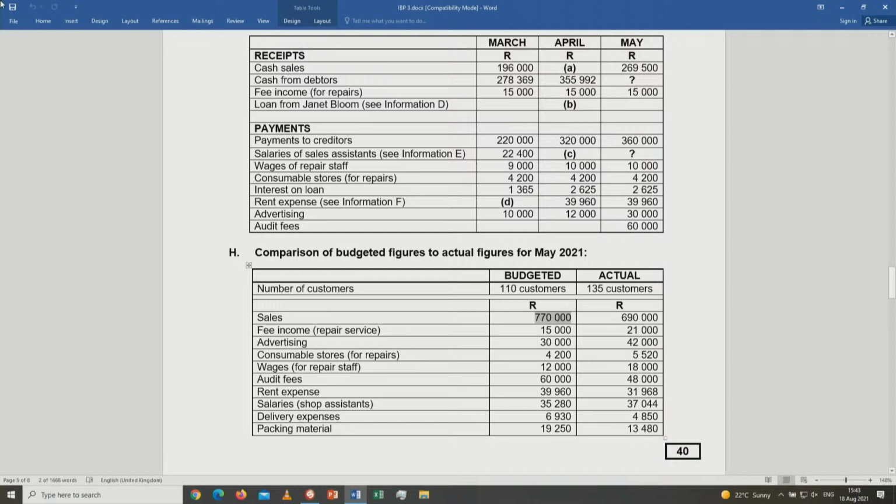Now let's look at the second point. Now we are looking at the effect of an increase in the advertising of the company. Look at the number of customers. Budgeted was 110. But actual was how much? 135. Right. That's your second point. The actual customers are more than the budgeted by 25. 135 minus 110 is 25.